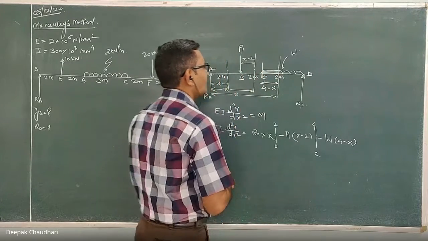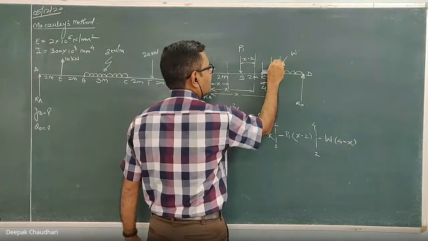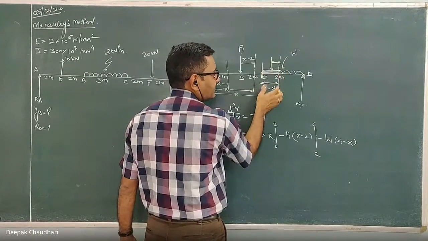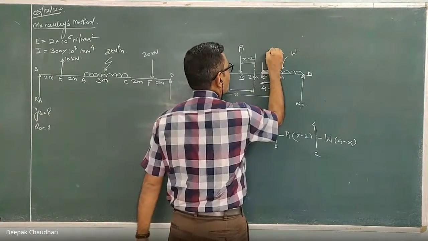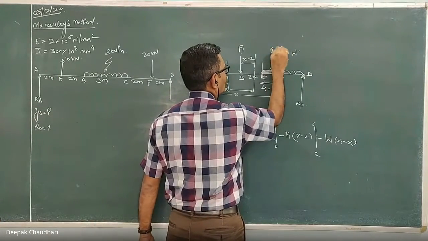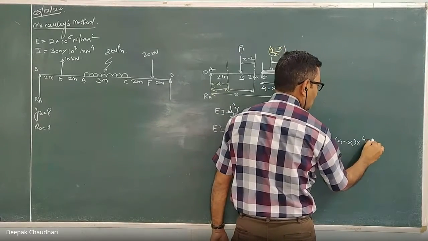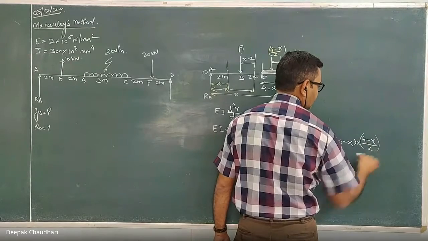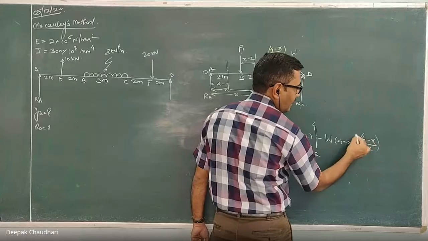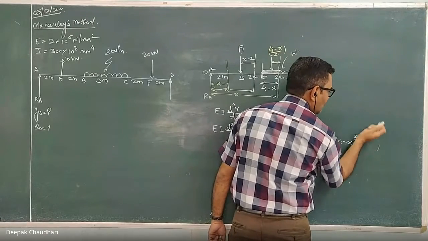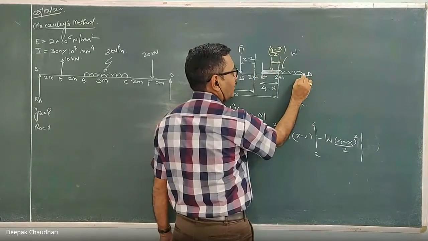This equivalent point load is supposed to act at the midpoint, and this distance is half of that, so it is (x minus 4) upon 2. This is the distance here. So this is the equivalent point load into the distance (x minus 4) upon 2. Ultimately I can write (x minus 4) into (x minus 4), so I will write W (x minus 4) whole square upon 2. And this equation is valid up to the end of the beam.